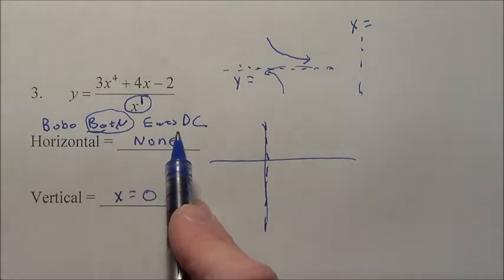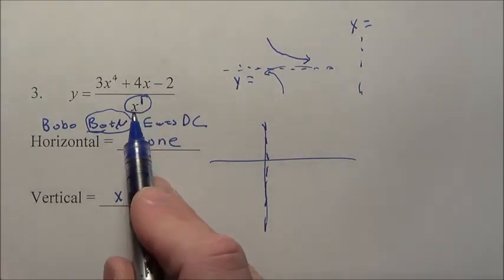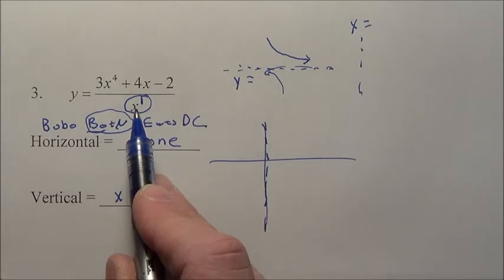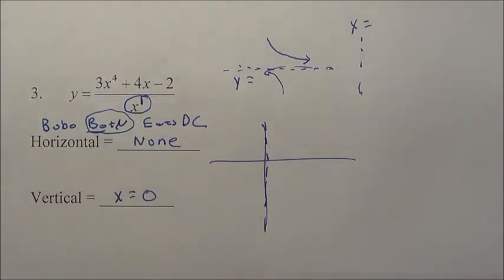Horizontal, we use BOBO BOTN, EATS DC. Vertical, we simply look at the bottom and figure out, hey, solving that, making sure it can't be 0, and we set it equal to whatever value we come out with. There's problem 3.